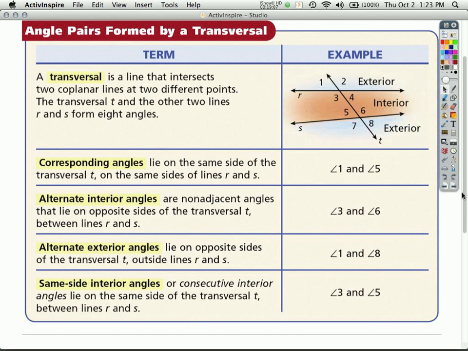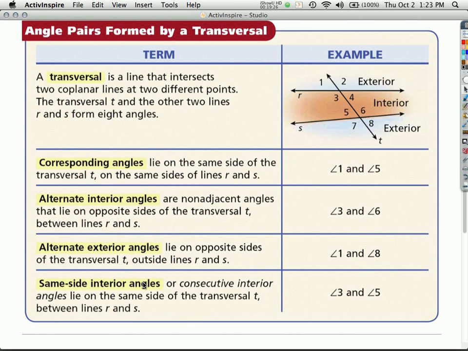So today we're going to talk largely about the idea of having lines in space, and then a line cutting across them. The line cutting across them is called the transversal. So here's a picture that we're going to use for every single term. We have two coplanar lines. That's these two lines. In this case, they are not parallel. They are just two lines. And then we have this third line cutting across them. That's called the transversal.